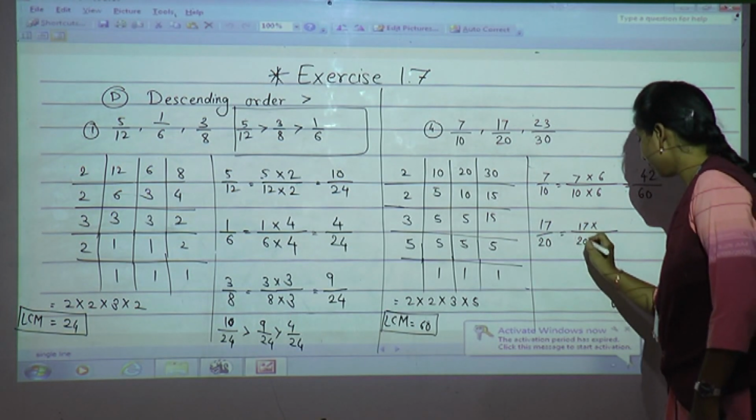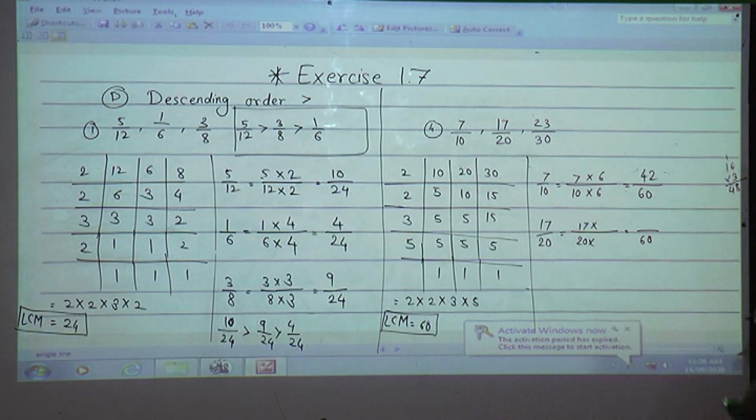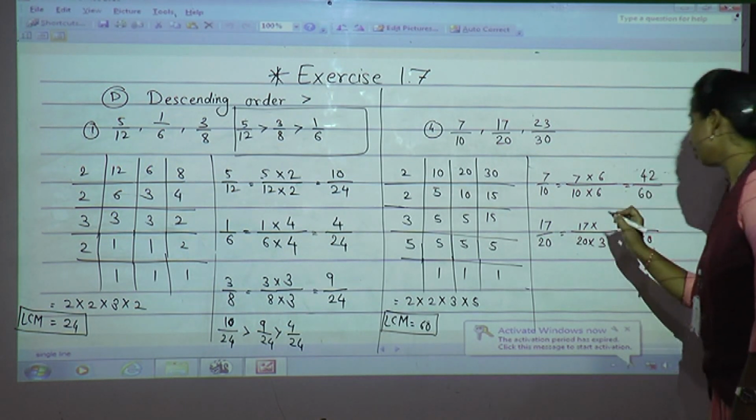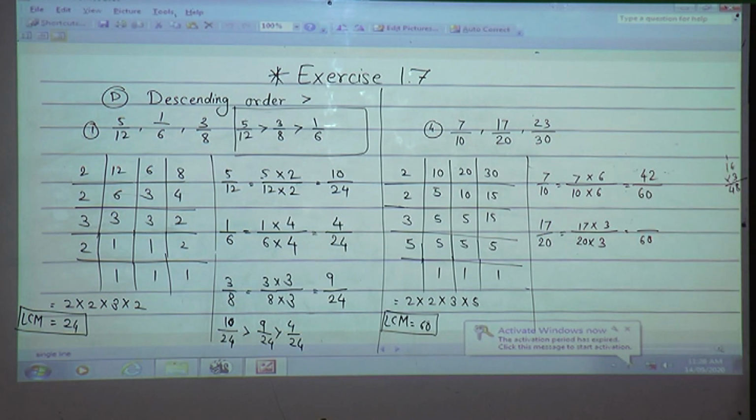Now next 17 upon 20. 17 multiplied by 20 multiplied by, here 60 should come, isn't it? Now tell me 20 multiplied by 3, isn't it? 20 3s are 60. So here also take 3. Now tell me 17 3s are 51.